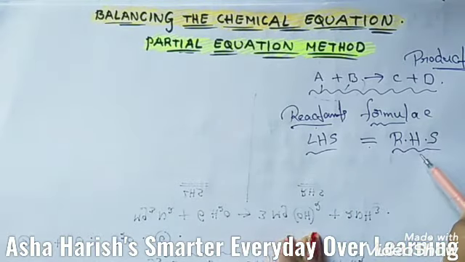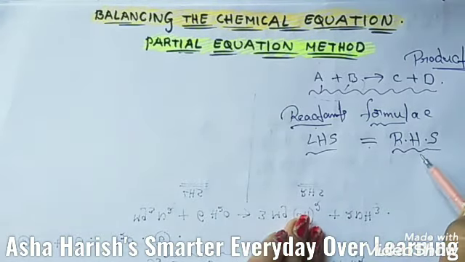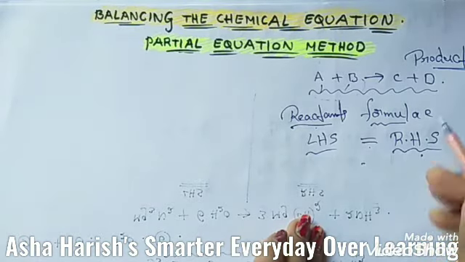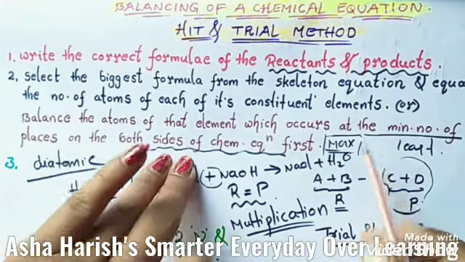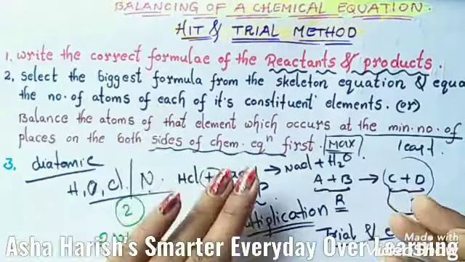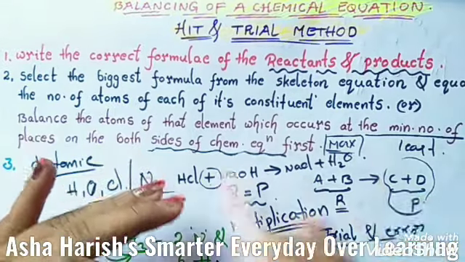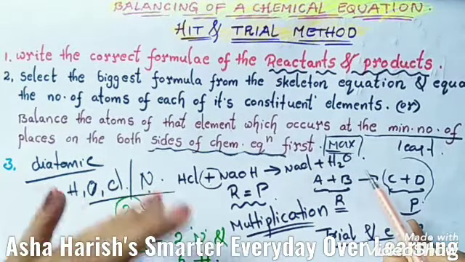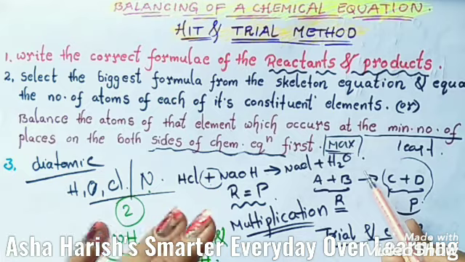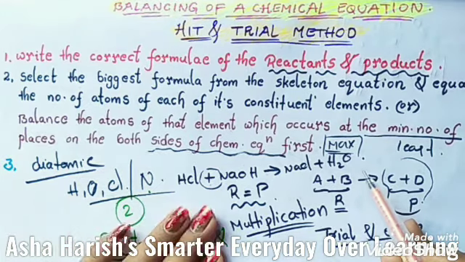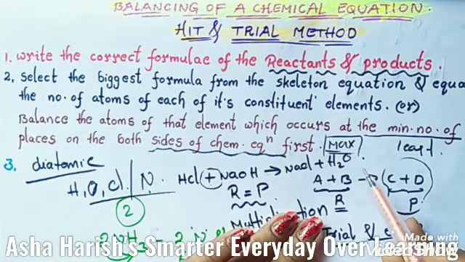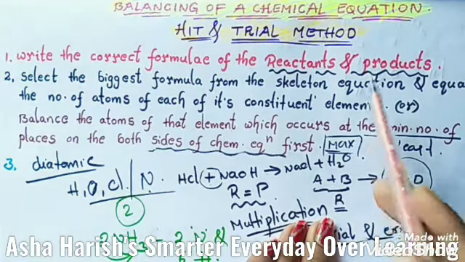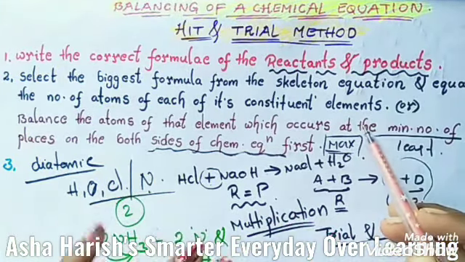So we need to balance the chemical equation. In our previous session about hit and trial method, I explained balancing the chemical equation. Actually, hit and trial method is useful for balancing simple chemical reactions. For a reaction in which the same element is repeated in a number of compounds, partial equation method is more helpful. Moreover, it tells about the probable mechanism of the reaction. Now let's see about balancing the chemical equation by using partial equation method.